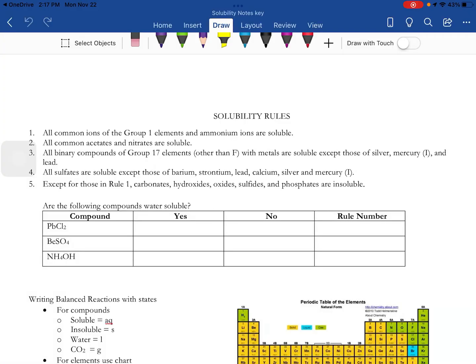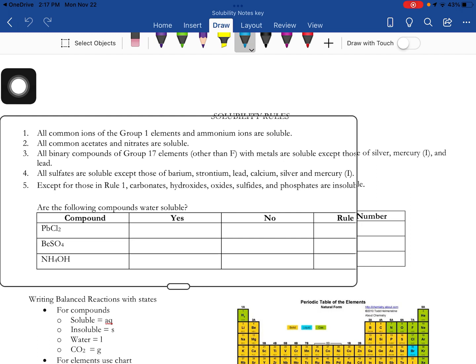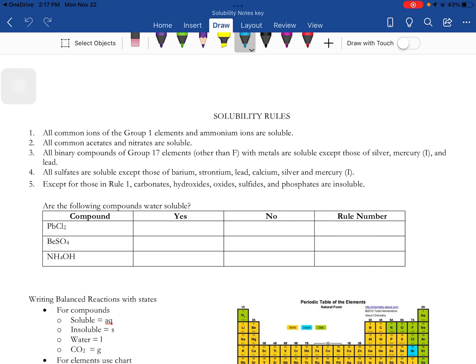Hey students, today we're going to talk about solubility rules and how to write balanced equations with the states of matter. So these are the solubility rules, and these are on the back of the periodic table, so you don't have to memorize them.